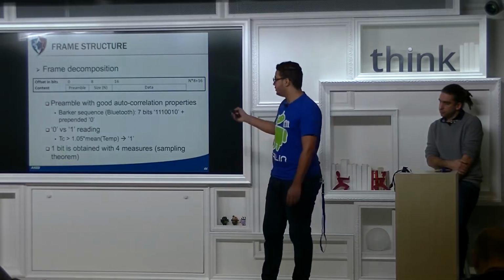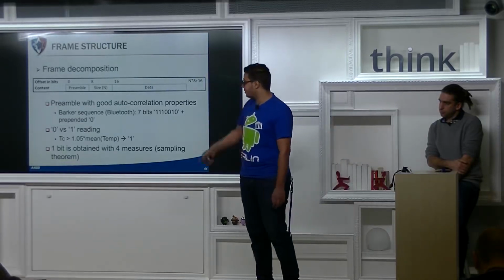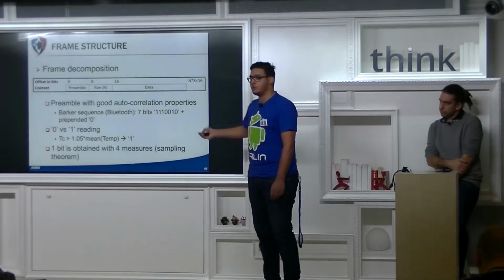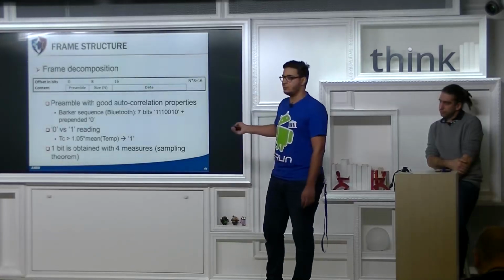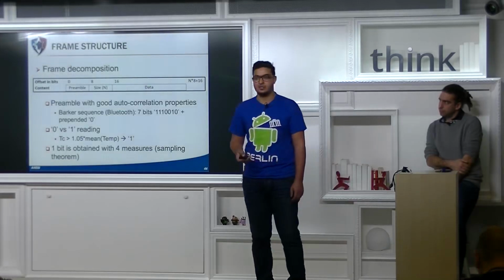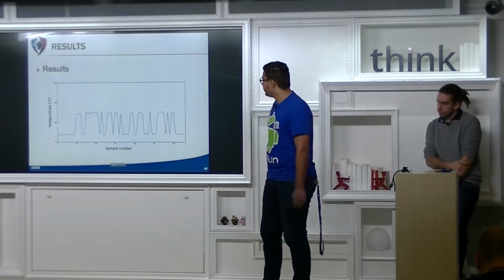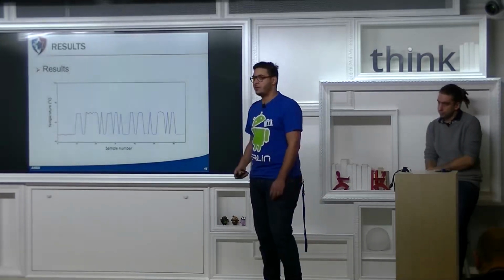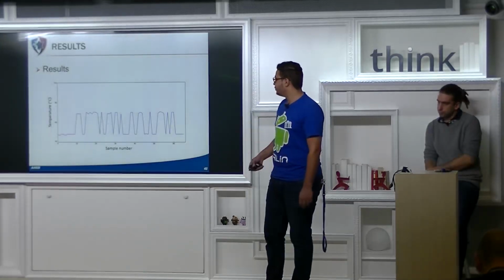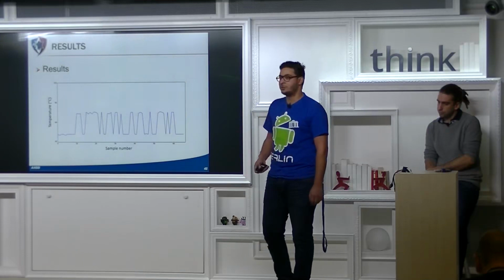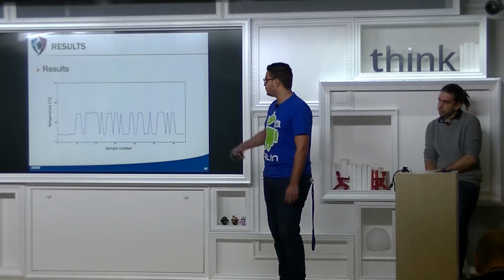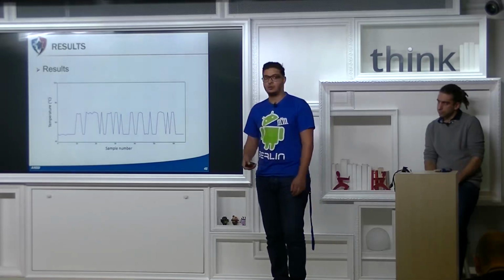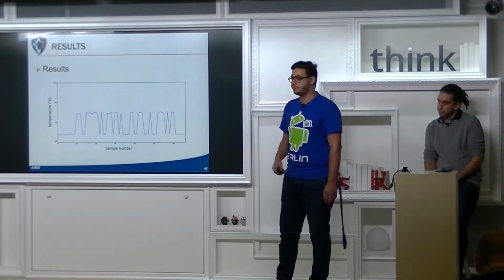So we define this frame decomposition and encoding scheme, and the malicious code should be able to decode this kind of data we are generating. So here we have the result. It's basically the temperature read by the sensor during parasitic exposure, containing a command we are sending to the targeted computer.